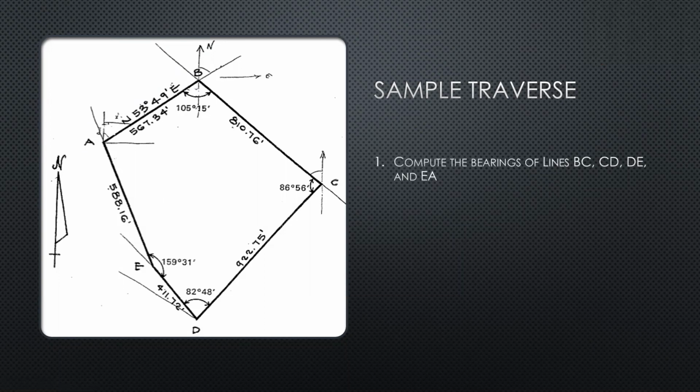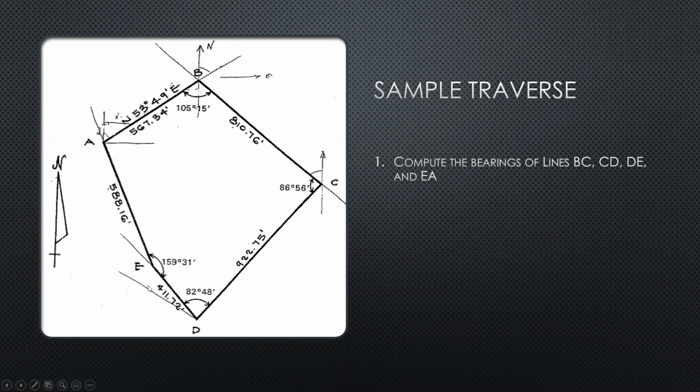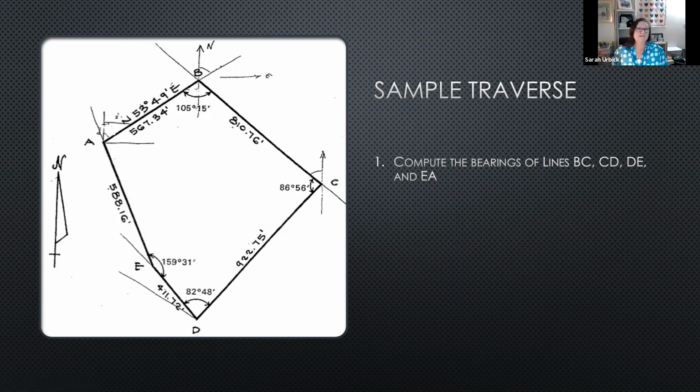So we need to figure out the bearings for our lines. Looking at this, we've got distances, but we don't have bearings. We've got internal angles, except we're missing the internal angle at A. So we're going to need to figure that out as well.